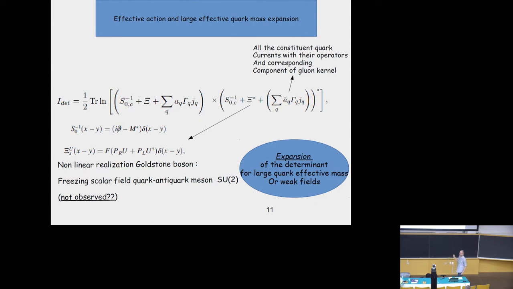And this is highly nonlinear, so I decided to expand this determinant in the case of large quark mass, this mass from the C quarks. So I will expand this determinant for large quark mass, which can also be the case of large gluon mass, because in this coefficient of the currents, there are kernels that come from the gluon propagator.